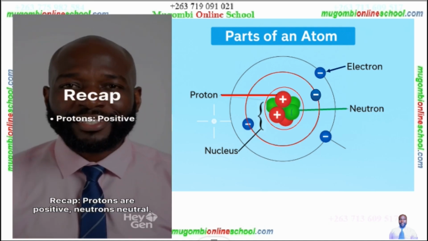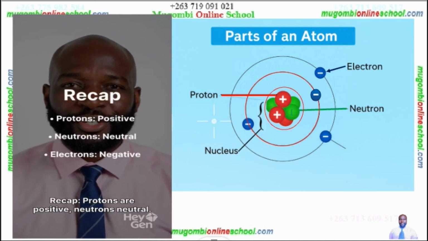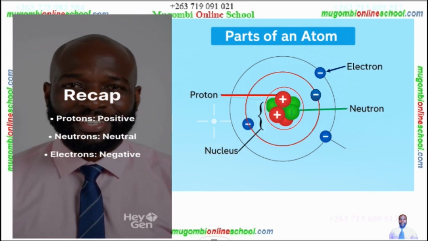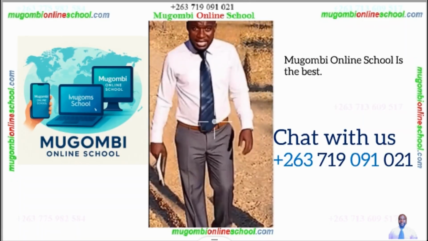Recap: protons are positive, neutrons neutral. Electrons are negative.